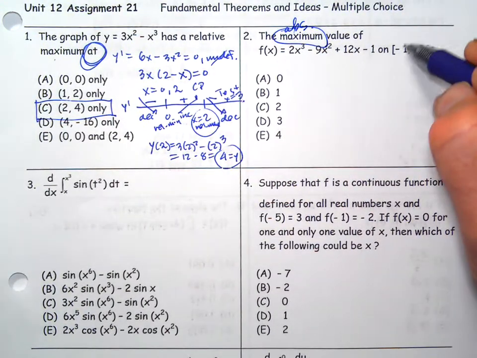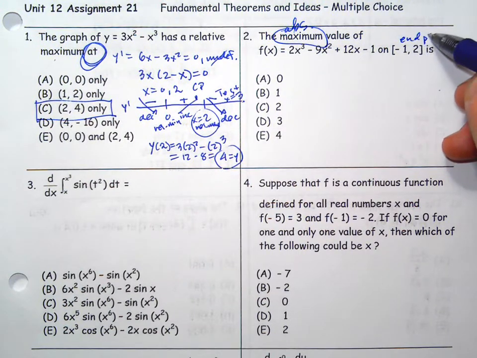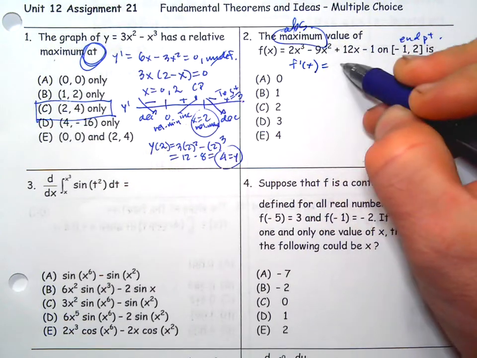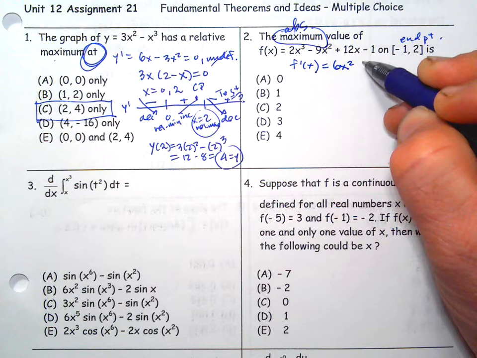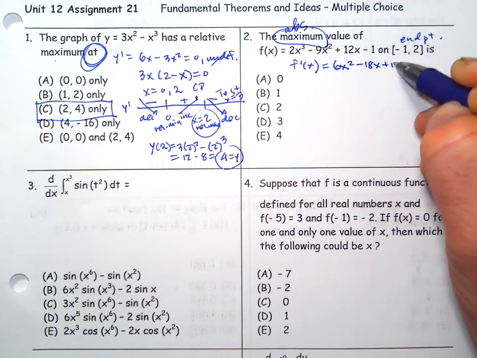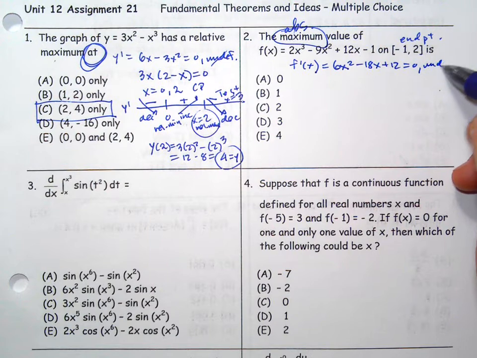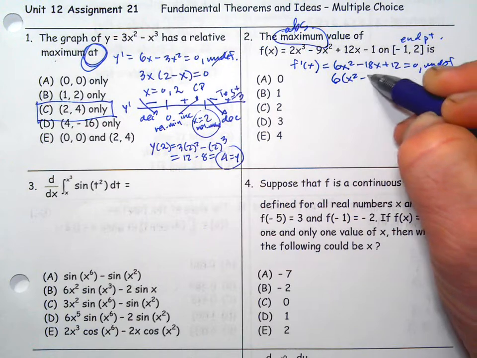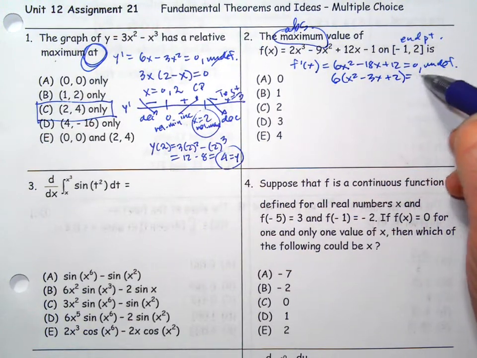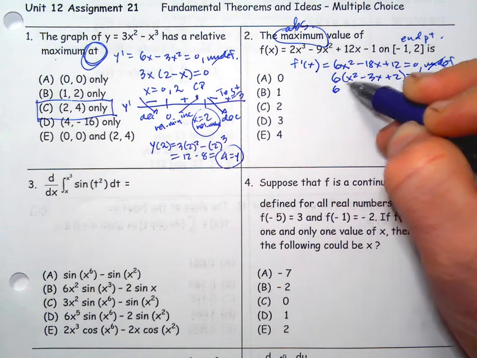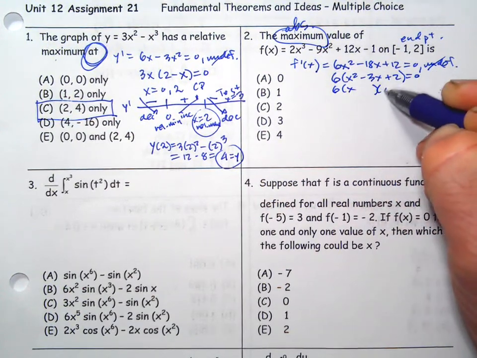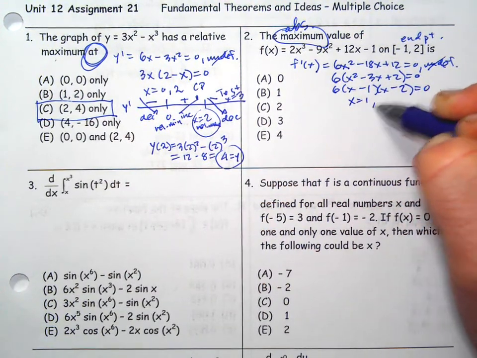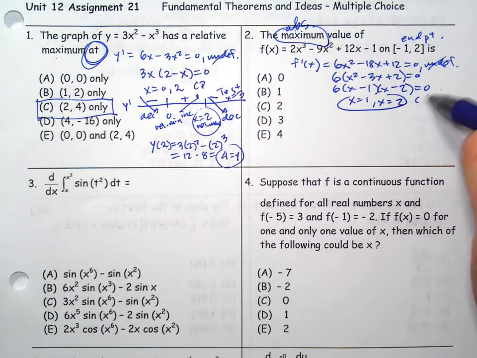So we're going to try to do EVT. These are your endpoints. Got a closed interval, continuous function. It's eligible for extreme value theorem. Take the derivative. 6x squared minus 18x plus 12 equals 0 or undefined. You got to find critical points. You can factor 6 out of everything. You get x squared minus 3x plus 2. This just makes the next factoring step easier. Quadratic trinomial. Minus 1, minus 2, x equals 1, x equals 2. Those are your critical points.